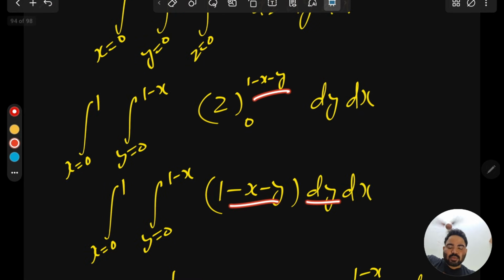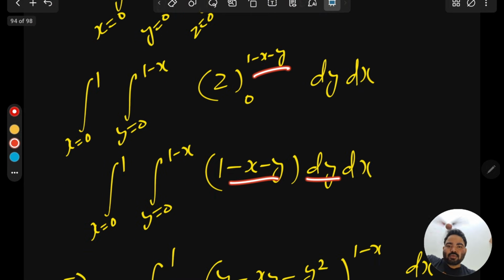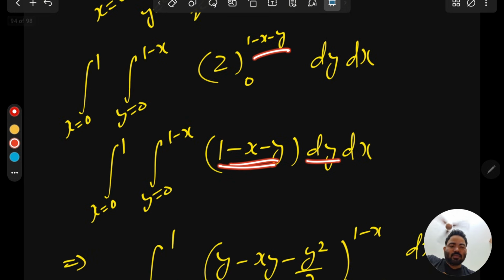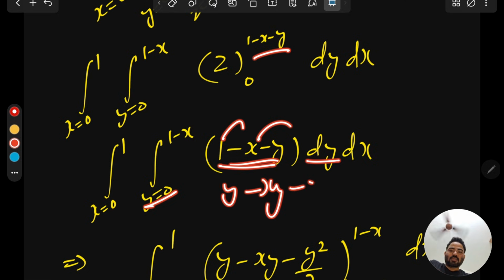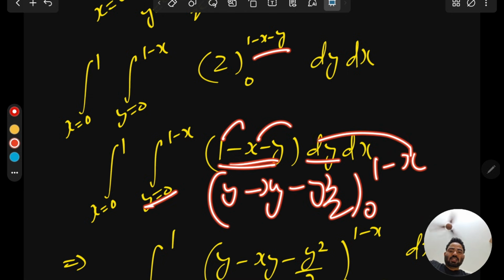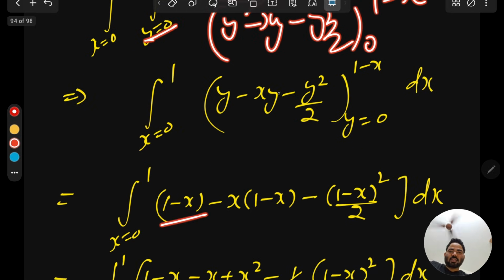so just put upper limit minus lower limit, which will become 0. So you are left with this. Now it has become a double integral. So this is the y limit. If you are integrating with respect to y, then treat x as a constant and the other is also constant, meaning y is the only variable. So the integration of 1 is y, the integration of x is xy, the integration of y is y square upon 2. Just put the upper limit minus lower limit. So wherever y is present, just put 1 minus x.